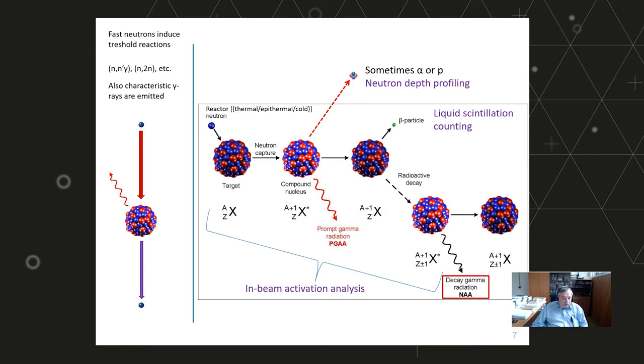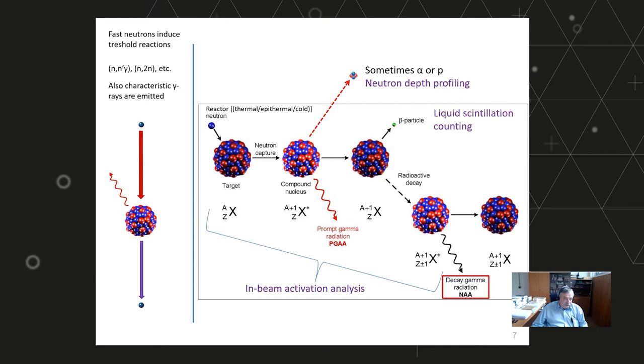Now coming back to neutron activation analysis, when we are talking about threshold reactions done by fast neutrons, this can also be done in the reactor, but usually we use different sources. Then there is emission of characteristic gamma rays.